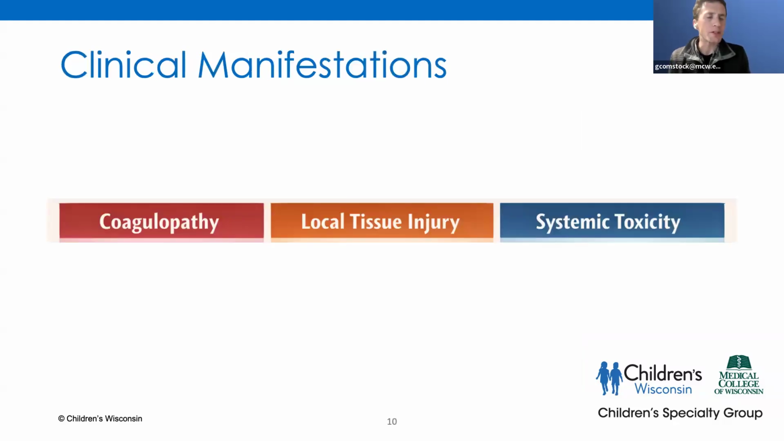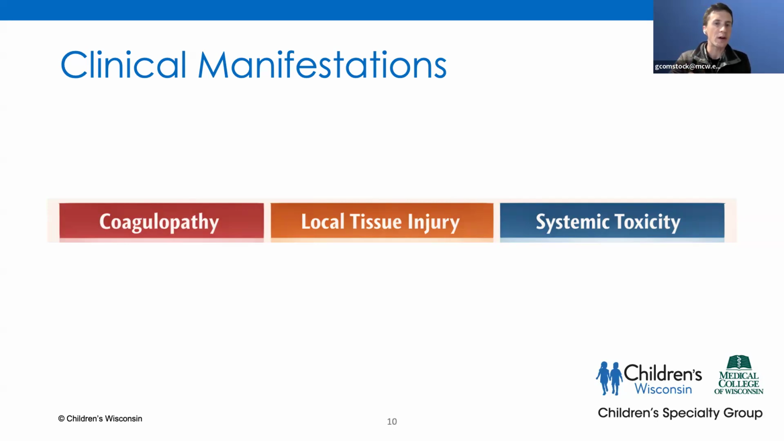So again, the clinical manifestations, I break it into three broad categories, and we'll dive into each with a bit more granularity here in a moment. But the main ones to keep in mind, and this is really a high yield slide, even if it's got almost nothing on it, is the possibilities for coagulopathy, local tissue injury, and systemic toxicity. And so again, these are the main categories that we think about.